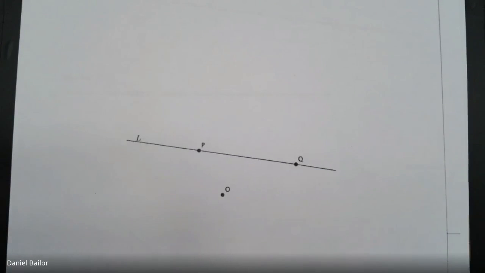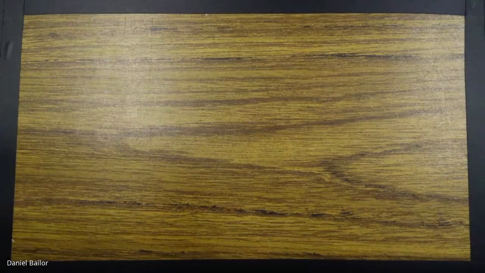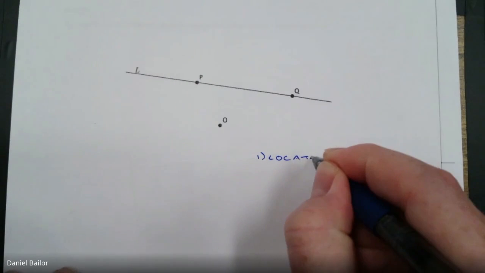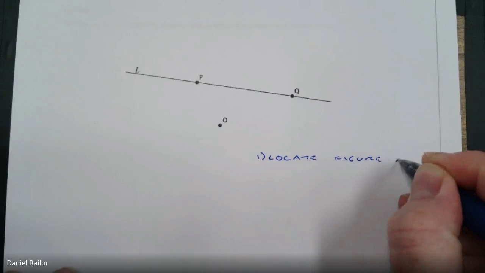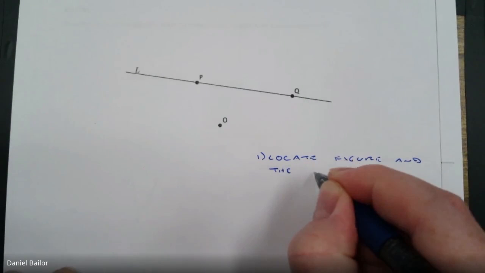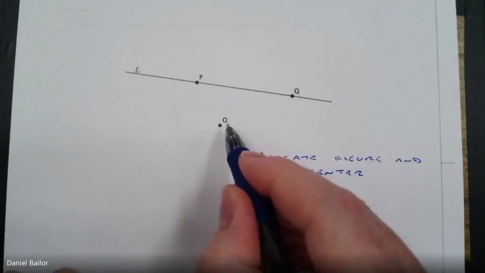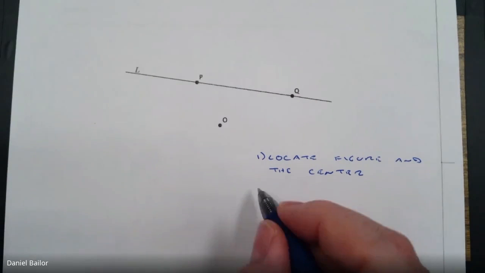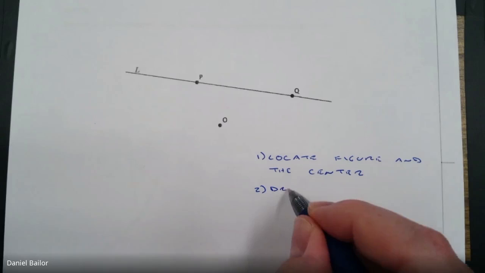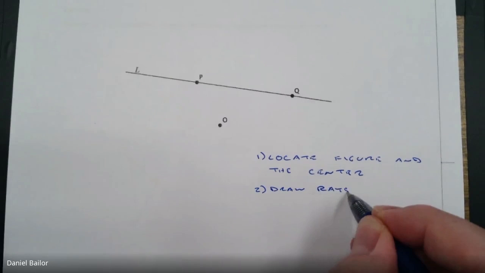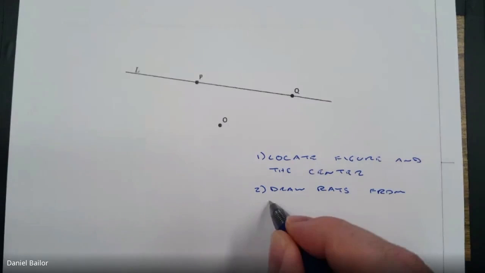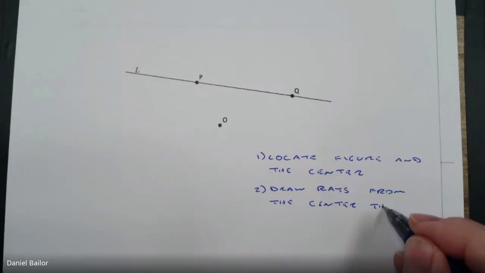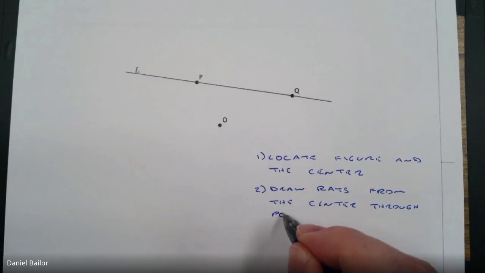First step, I'll do the steps down at the bottom a little bit. Here we go. That's our figure. Step 1, we locate the figure and the center. So the center here is O, and the figure is a line. We found it. Step 2, we draw rays from the center through points on the figure.